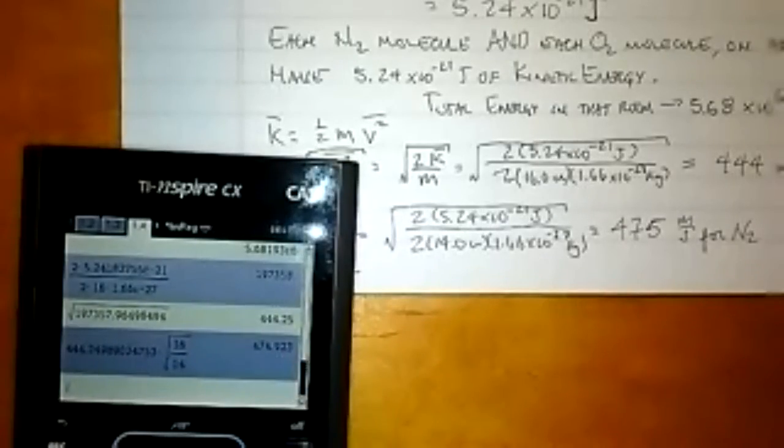A good example, your book does something like this, so I'm going to do something like it too, just to give you an idea. Root mean square and average are not the same thing.